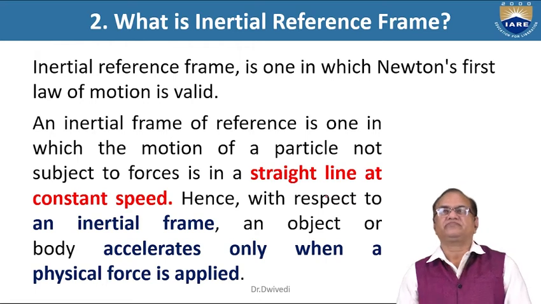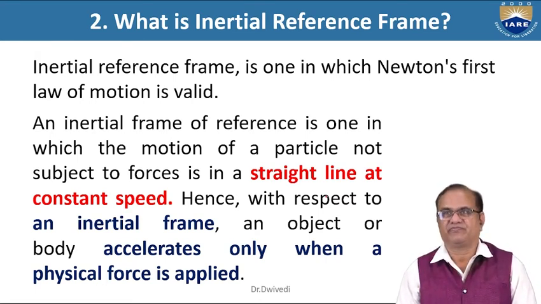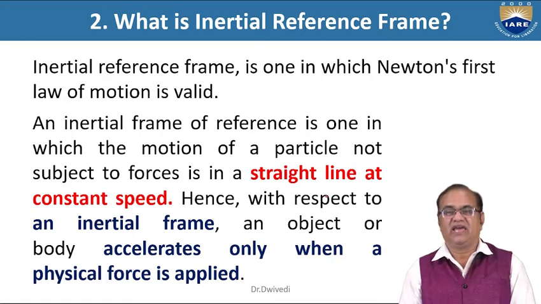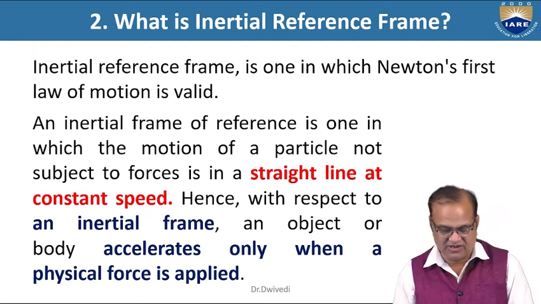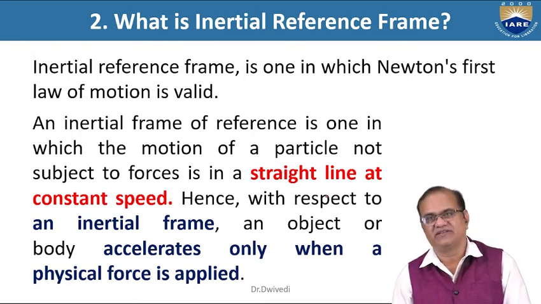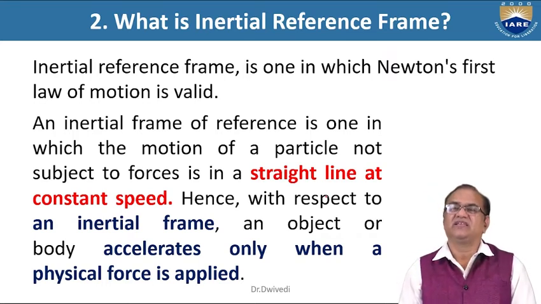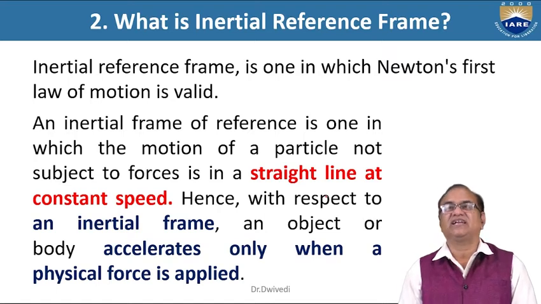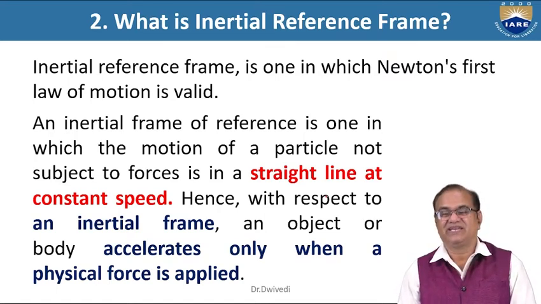Now, next question. What is an inertial reference frame? We know that an inertial reference frame is one in which Newton's first law of motion is valid. In an inertial frame of reference, the motion of a particle not subjected to forces is in a straight line at constant speed. Hence, with respect to an inertial frame, an object or body accelerates only when a physical force is applied. So you can see Newton's first law. If any particle is in a state of motion, it will remain in motion. If it is at rest, it will remain at rest till some external force is applied. Same thing here, and this law is applicable for the inertial reference frame.